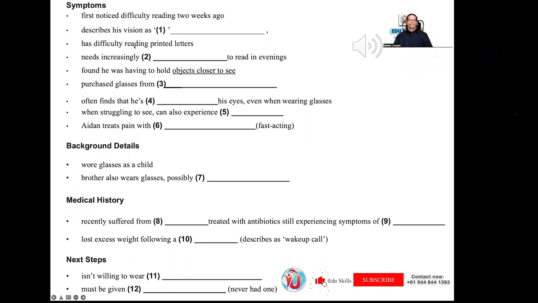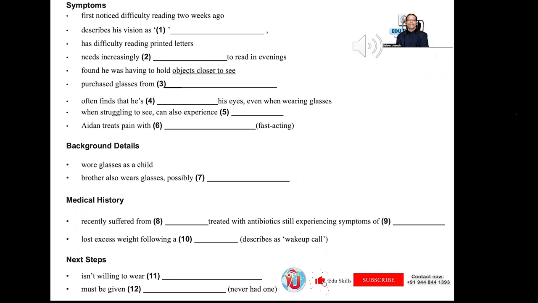Okay. Is it possible that you can fill in here? What is the described his vision as? And definitely think whenever there is described as, that will be compared to something. You describe something as something. Okay, one thing with another thing.